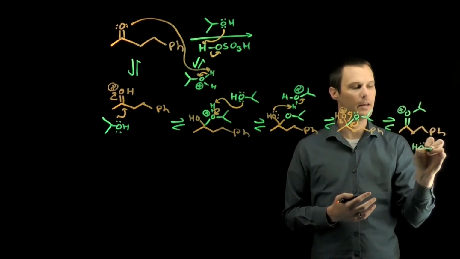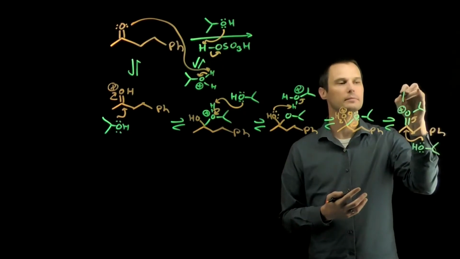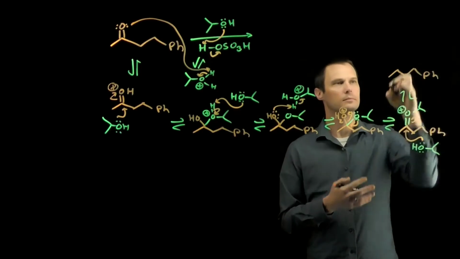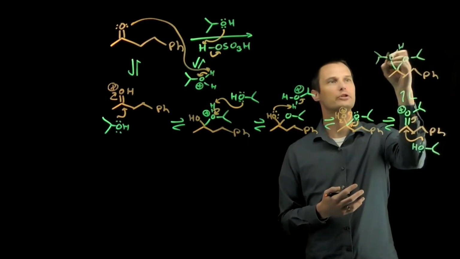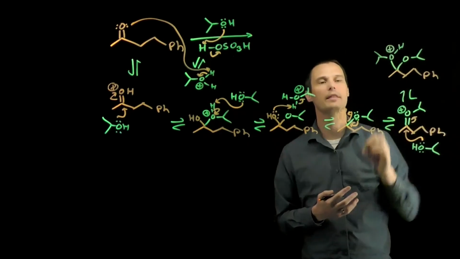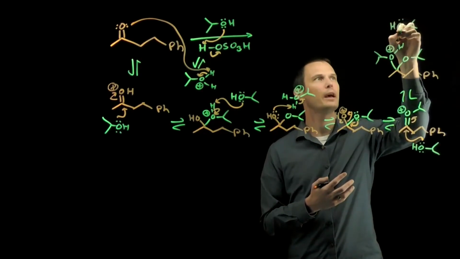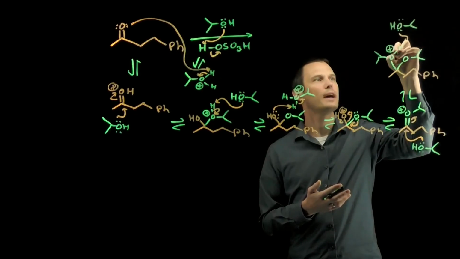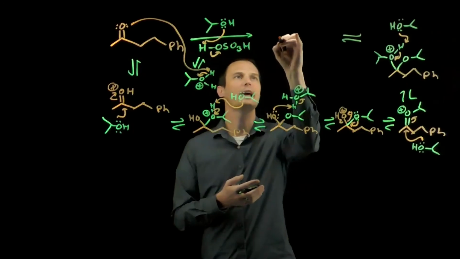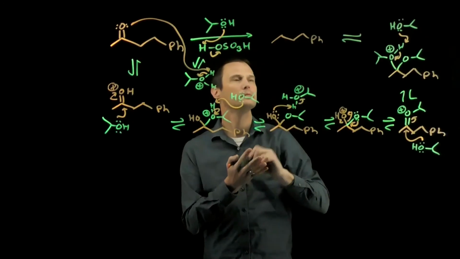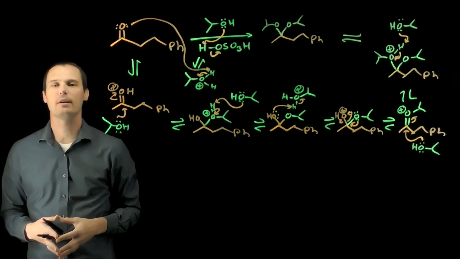We can then add another equivalent of isopropanol to the carbonyl. Again, we don't have any arrows showing the loss of this hydrogen, so this oxygen still has its hydrogen attached and therefore a positive charge. And in a final proton transfer step, we can neutralize this oxygen to form our final product of the acetal. This is the mechanism for this acetal formation reaction.